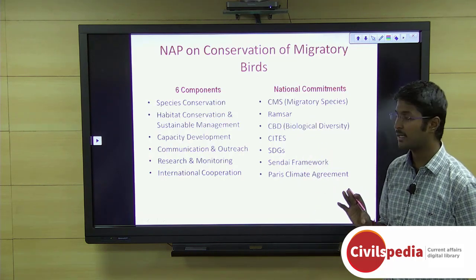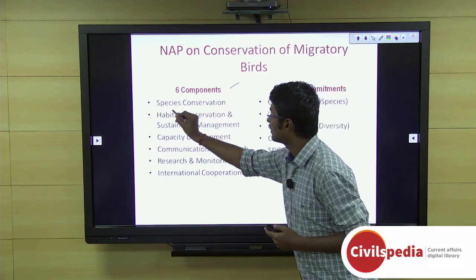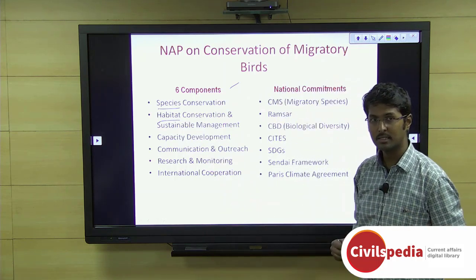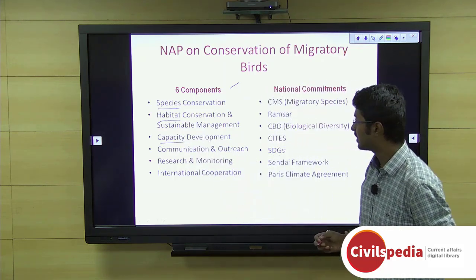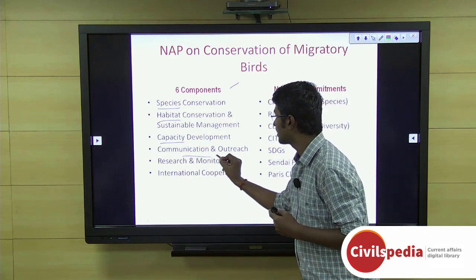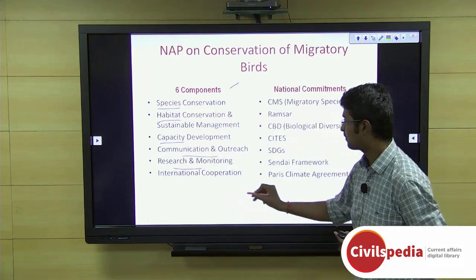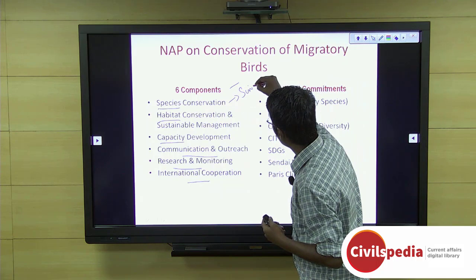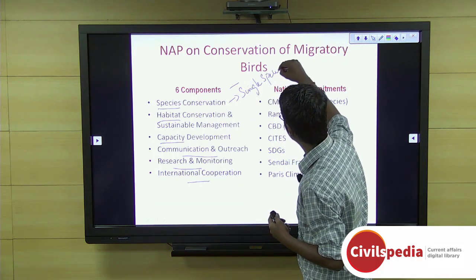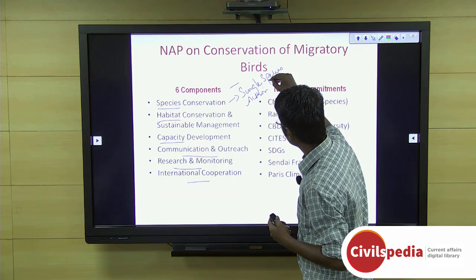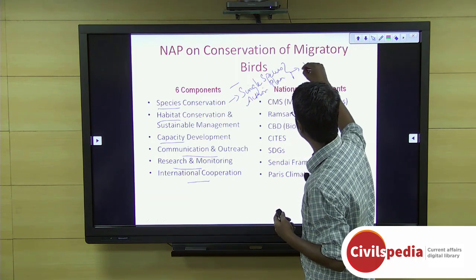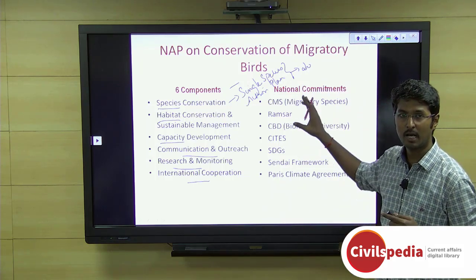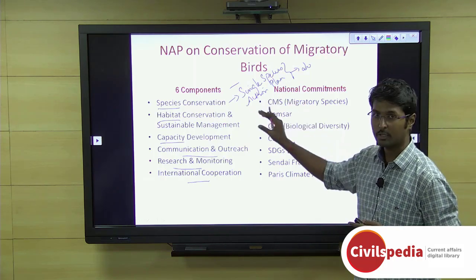There are 6 interrelated components that you need to know. It is species conservation, habitat conservation and sustainable management, capacity development for conserving the migratory birds, communication and outreach programs, research and monitoring, and international cooperation. Under species conservation, a single species action plan has been proposed, and some 20 targeted single species and their particular habitats have been identified and appended under this National Action Plan in order to conserve them.